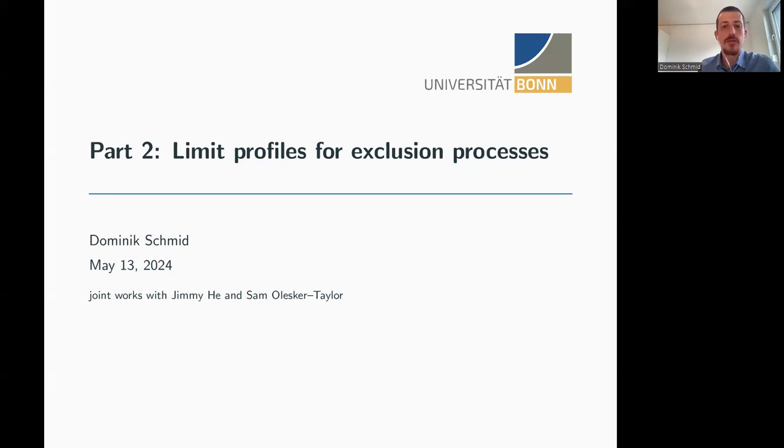So I'm going to continue with limit profiles. I want to consider a slightly different class of models. In the talk by Evita, we focused on the case of the interchange process. In the following, I'd like to talk about some projection of this interchange process and some variations of this projection, namely exclusion processes.